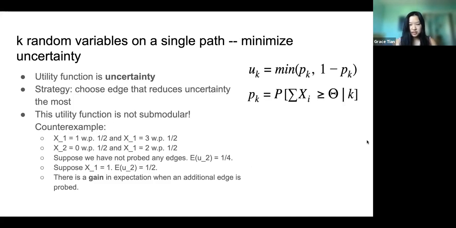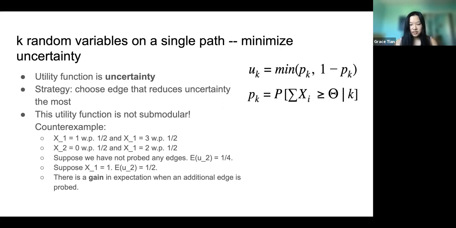So our next idea was to minimize the uncertainty. Our utility function is defined as the minimum of p sub k and 1 minus p sub k, where p sub k is the probability that the sum of the edges is greater than or equal to theta, given that we know the value of edge k. So our strategy here is to choose the edge that reduces uncertainty the most. However, we found that this utility function is not submodular. You can see the counterexample below.